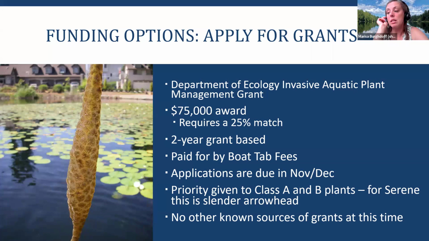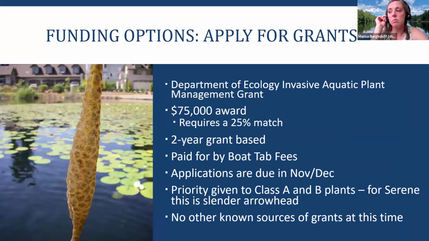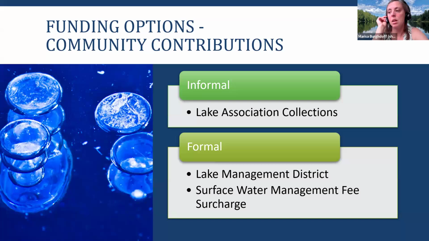One thing I should mention is priority is given to Class A and B plants. So for Serene, this is slender arrowhead, and to a lesser extent, purple loosestrife. We have looked for other grants, but we do not know of other sources of grants at this time for lake invasive plants. And just as a track record, every time we've applied for a grant, I think we've received it. So just to give you an idea of what those odds are, as long as we have a good plan in place and put the effort in to write it nicely, the odds are pretty good on this one.